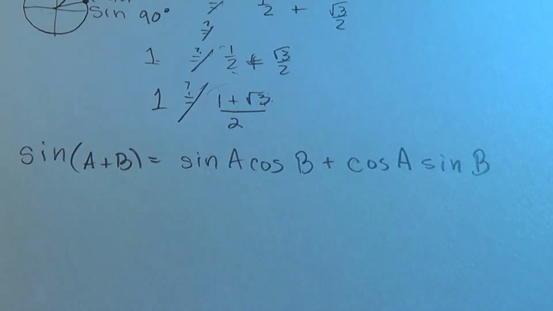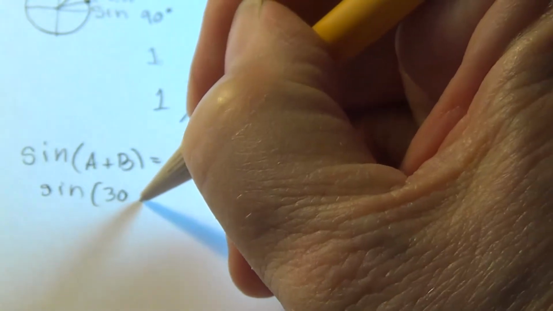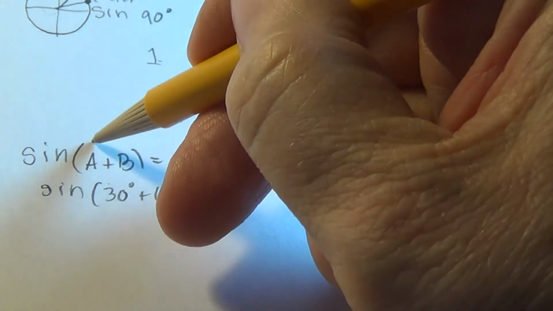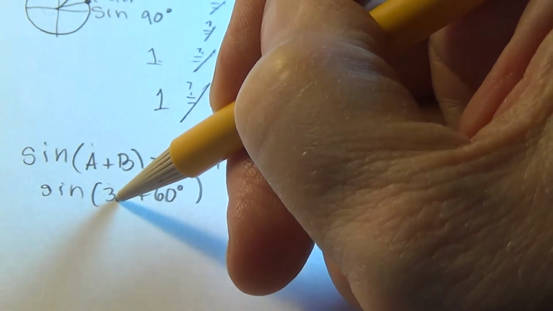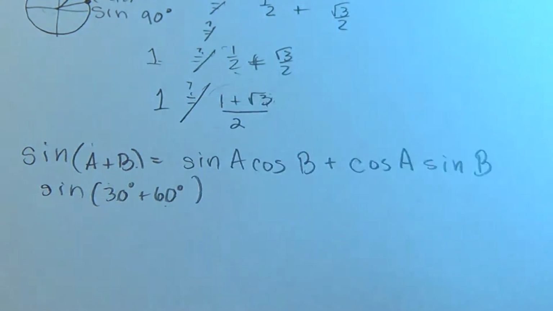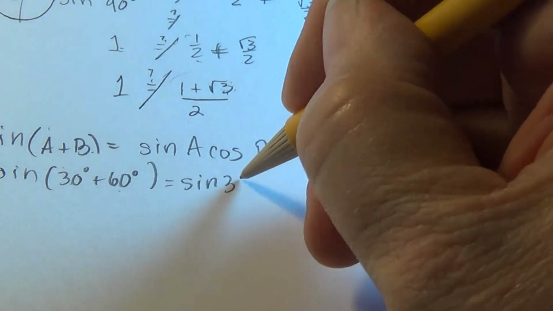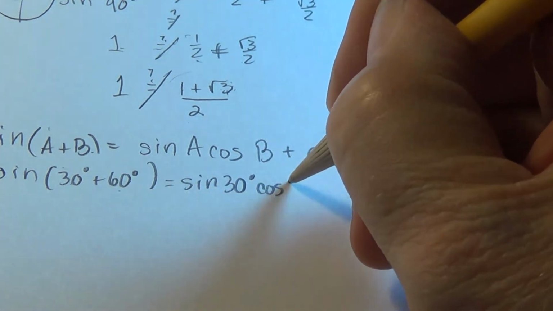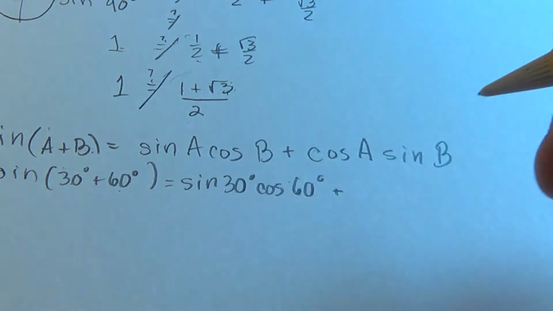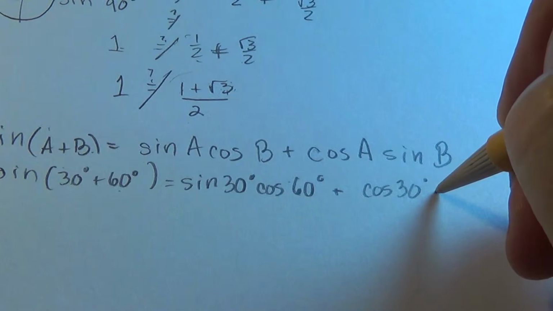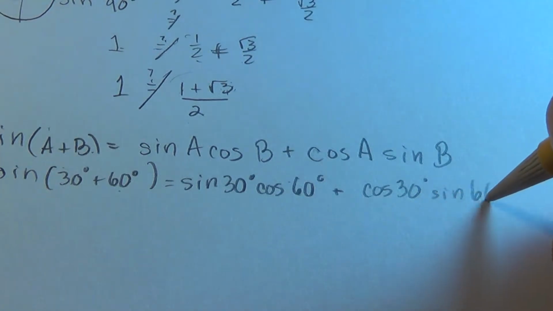Let's try one. We'll do sine of 30 plus 60 again. And in this case, everywhere we put A, we're putting in a 30, and B is being replaced by 60. So going across, A is 30, B is 60, A is 30, and B is 60.